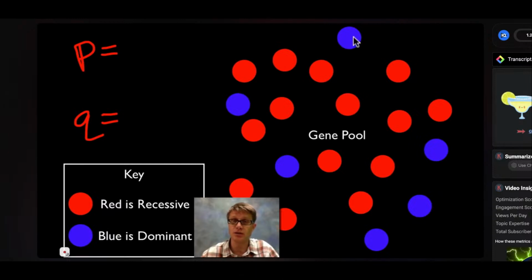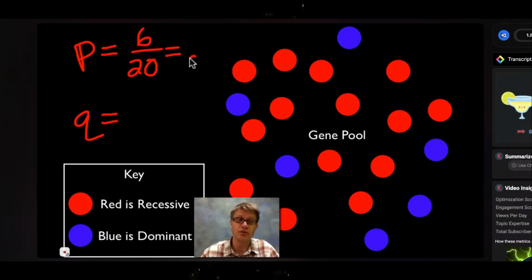Trait. Okay, so what's the dominant trait? That's going to be this non-red. And so I'm going to say 1, 2, 3, 4, 5, 6. There's 6 of them. And there are 20 total alleles here. There are 20 total genes. And so our p-value would be 0.3.